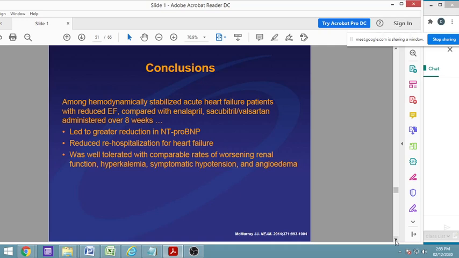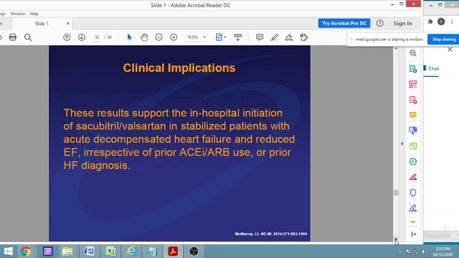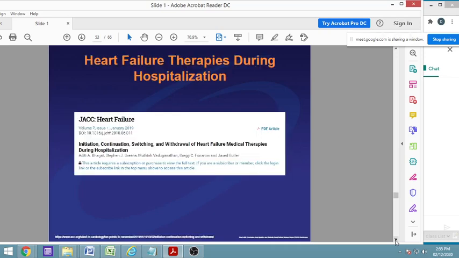It was well tolerated, with comparable rates of worsening renal function, hyperkalemia, symptomatic hypotension and angioedema, and thus one can conclude that it can be better. The results support in-hospital initiation of sacubitril valsartan in stabilized patients with acute decompensated heart failure and reduced ejection fraction, irrespective of prior ACE inhibitor or ARB use or prior HF diagnosis.